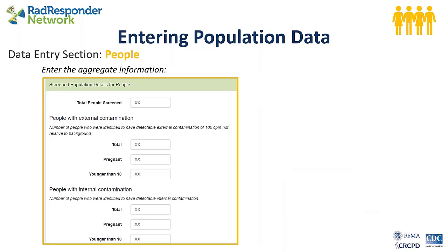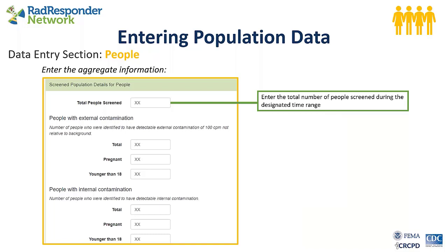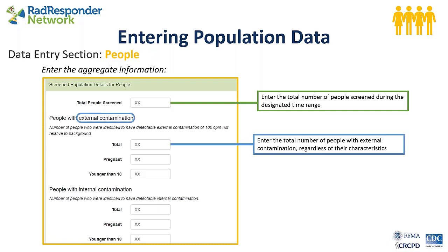You'll be brought then to the screen population details for people, and this is where you're going to be entering the aggregate information. At the top, you'll enter the total number of people screened during that designated time range, so that shift. Then you're brought to the various criteria section. So we have external contamination, internal contamination, sent or referred to hospitals, people with signs of ARS, people sent to shelter. So for people with external contamination, you're then going to enter the total number of people that have an external contamination of 100 CPM, not relative to background. This is regardless of their characteristics.